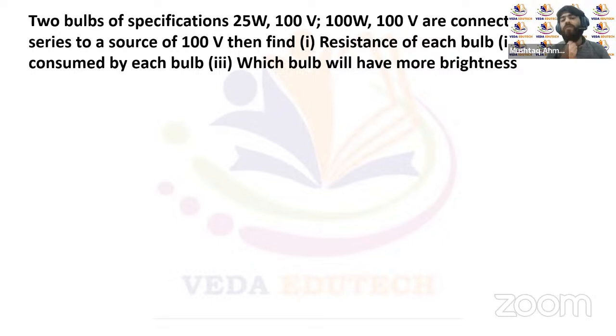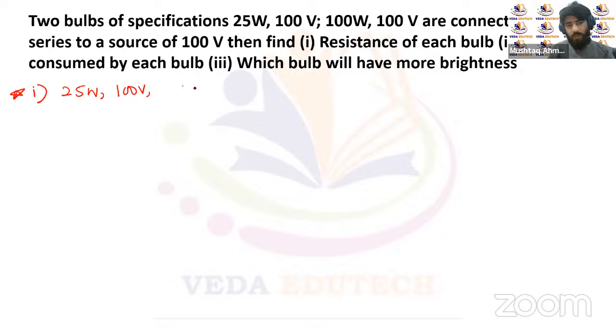Then we have to find the resistance of each bulb, the power consumed by each bulb, and which bulb will have more brightness. We will calculate all these things one by one. So let's discuss part one, that's the resistance of each bulb. For the first bulb, the specified power is 25 watts and the specified voltage is 100 volt.